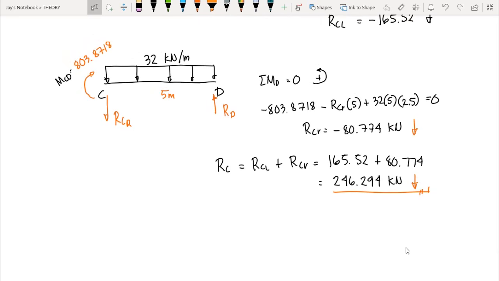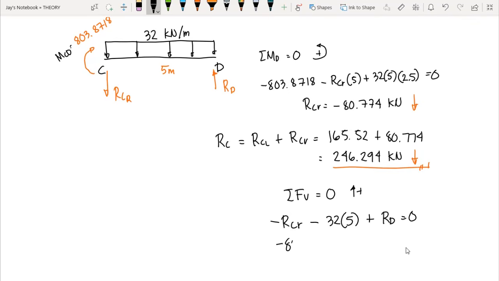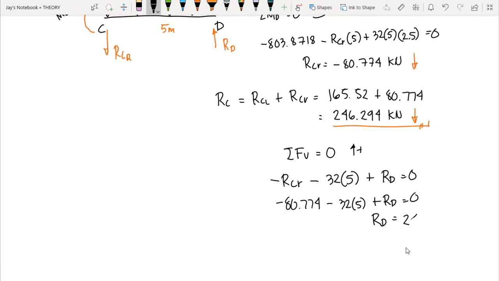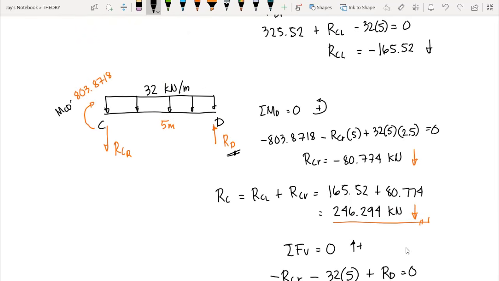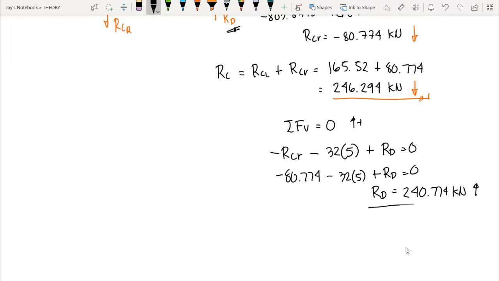So we can now compute the value of RD by summing up vertical forces equal to 0, upward forces are positive. So we have negative RCR minus 32 times 5 plus RD equals 0. So we have negative 80.774 minus 32 times 5 plus RD is equal to 0. So RD here is equal to 240.774 kilonewton, and this is going upward because we have a positive answer. So our assumption of RD is correct.